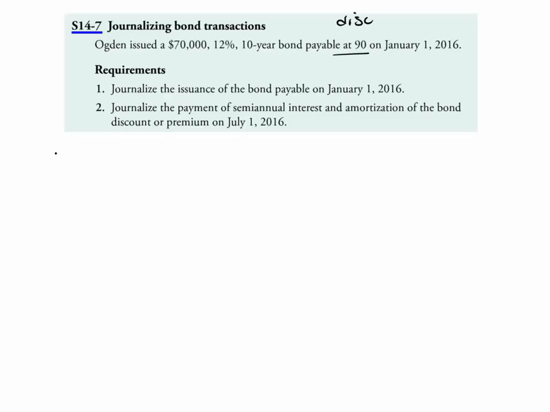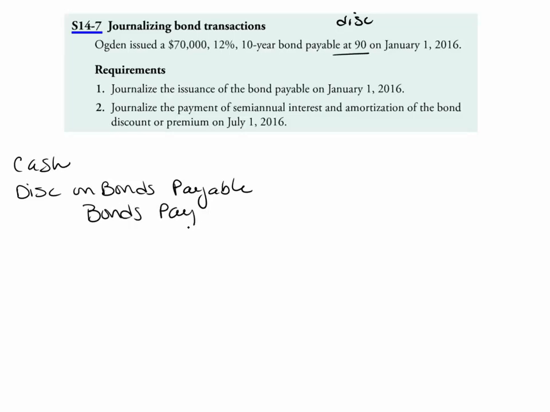So when we issue the bonds, I'm going to debit cash. I'm going to debit discount on bonds payable. And I'm going to credit bonds payable. That's the actual liability there. So I know that the credit to bonds payable has to be for the face value. That's the $70,000. But I'm not going to get $70,000 up front, right? I get something less than that.